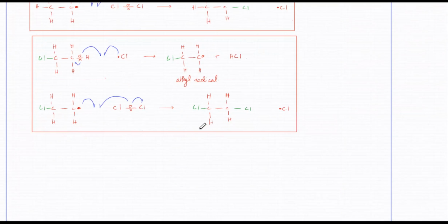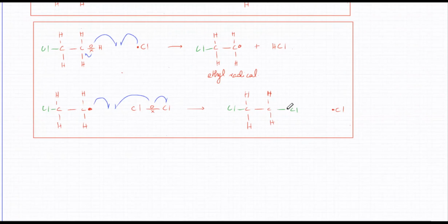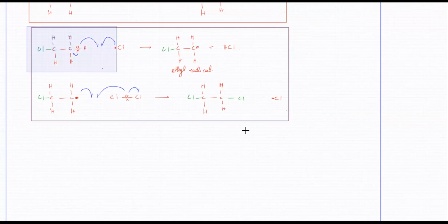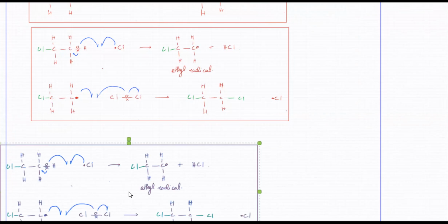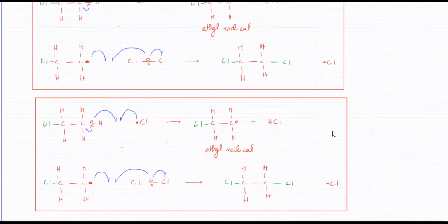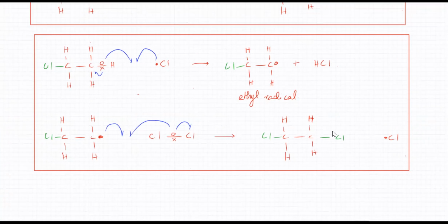And you can keep on repeating these steps. So now you have 2 Cls over here. So just repeat the entire step. What's going to happen is the same thing. The propagation step would just continue endlessly. So now my starting point is that 2 Cls have already been substituted. So my starting point is that I already have 2 Cls over here.